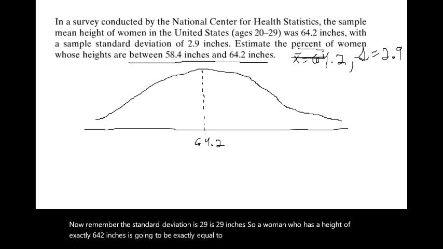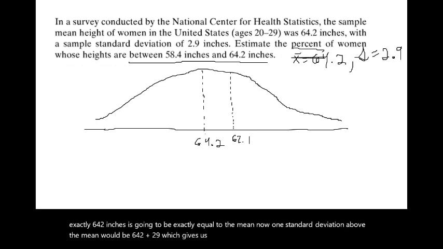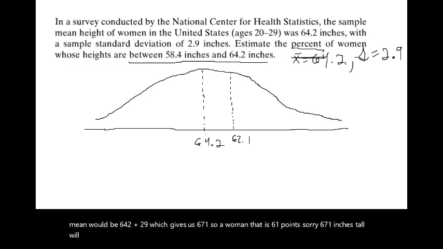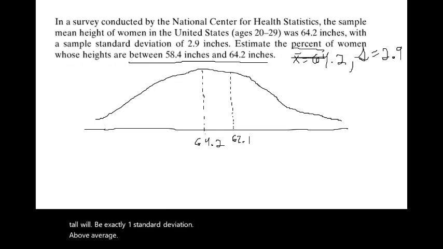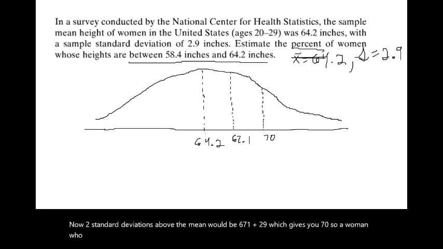Now, one standard deviation above the mean would be 64.2 plus 2.9, which gives us 67.1. So a woman that is 67.1 inches tall will be exactly one standard deviation above average. Now, two standard deviations above the mean would be 67.1 plus 2.9, which gives you 70. So a woman who is 70 inches tall will be 2 standard deviations above the mean.